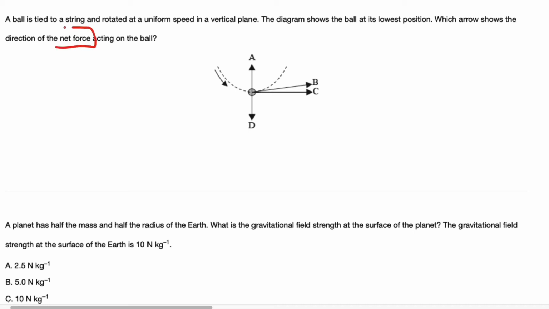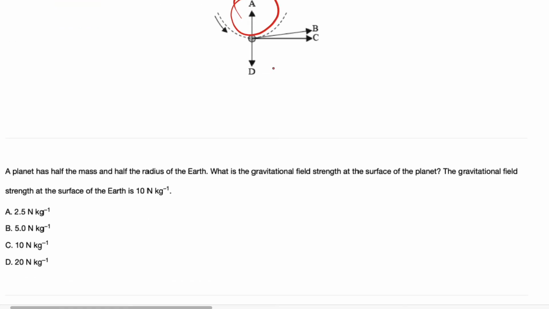So when you see net force in a circular motion, you need to react immediately that net force is equal to centripetal force, and centripetal force always points to the center of the circle. So A is the correct answer.